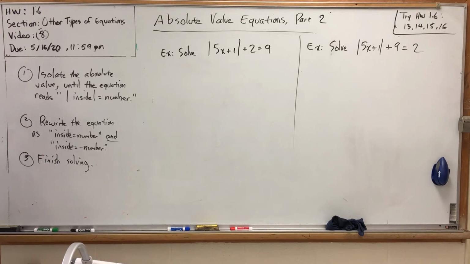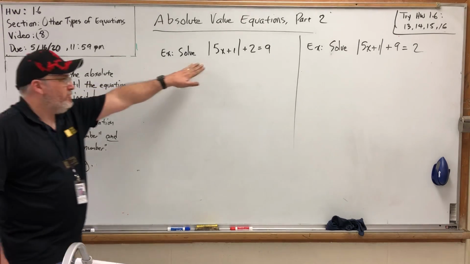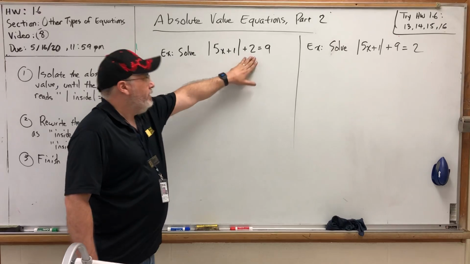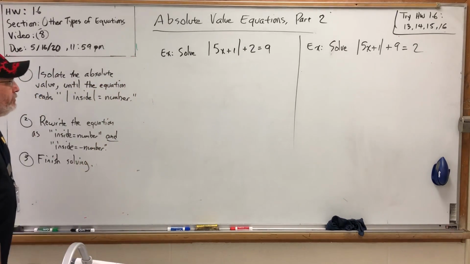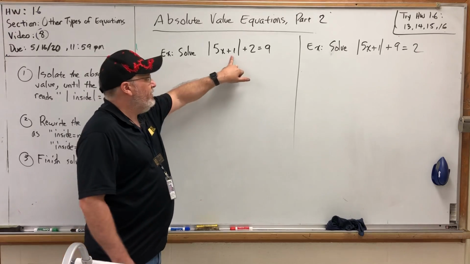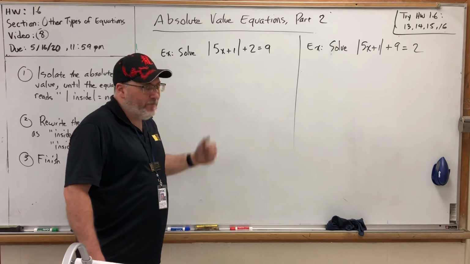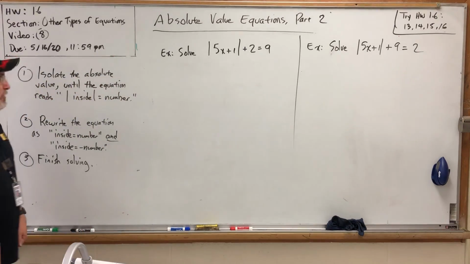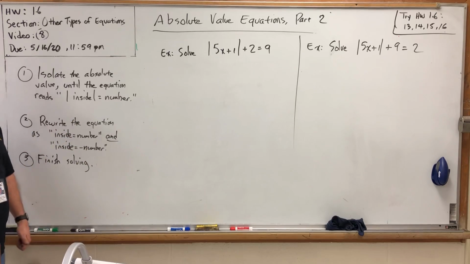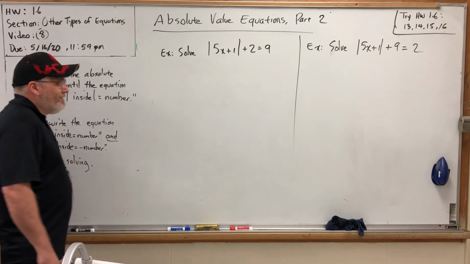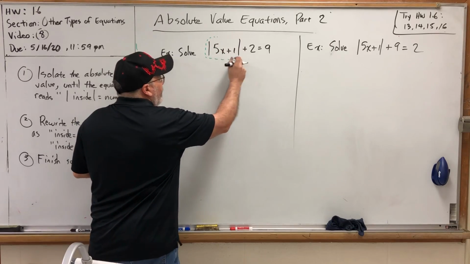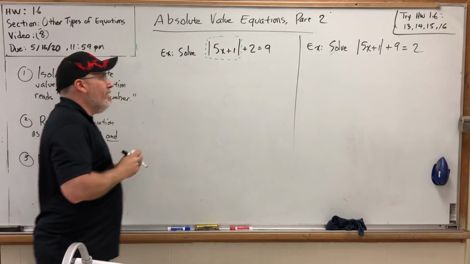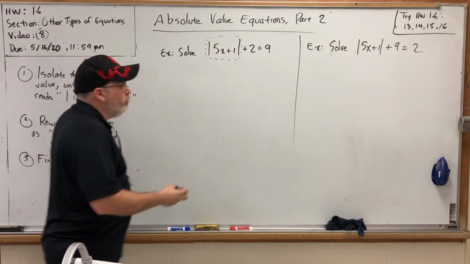Let's solve the first one. Solve the absolute value of 5x plus 1, and then plus 2, is equal to 9. Do not combine the 1 and the 2. The 1 is inside the absolute value, the 2 isn't. They cannot combine. But like a lot of equation solving strategies, your first move is to isolate something. So we need to isolate the absolute value. Think about this absolute value being trapped in a force field, and you've got to get rid of any number outside of that, which in this case is the 2.